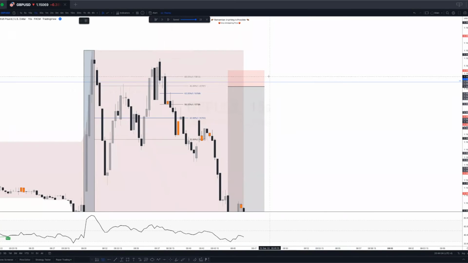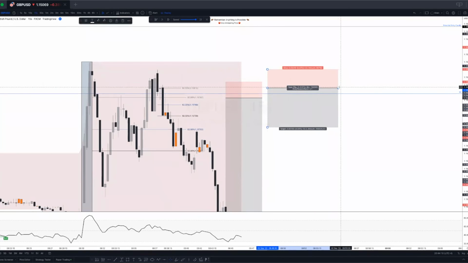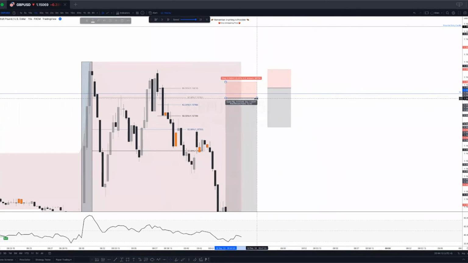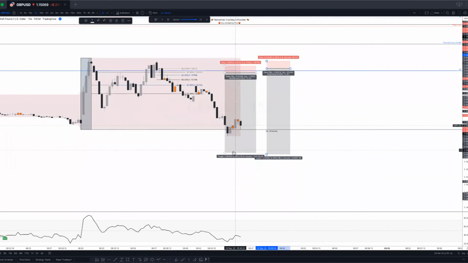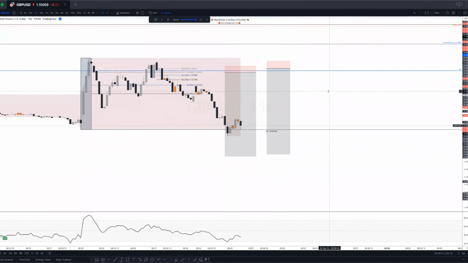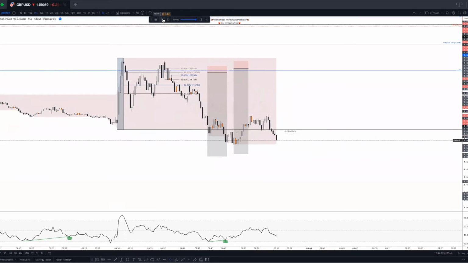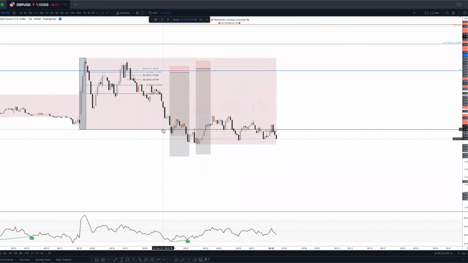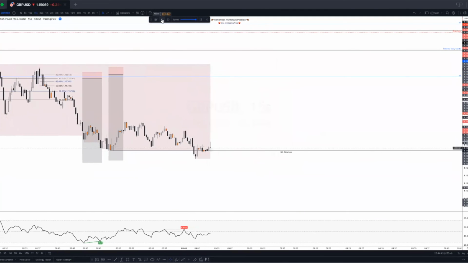And then the other area is here. 250 a piece. So okay. So let's see what she does. Right now it's... I think it's going to break.